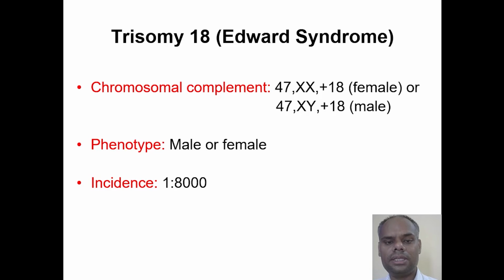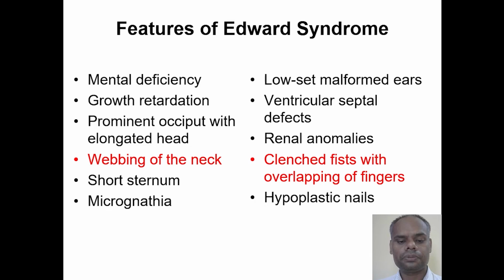Edward syndrome. Next is Edward syndrome, which happens due to trisomy of chromosome number 18. For female, chromosomes are 47XX plus 18, and for male, chromosomes are 47XY plus 18. It affects phenotypically both male and female subjects, whereas the incidence rate is 1 in 8,000 patients.